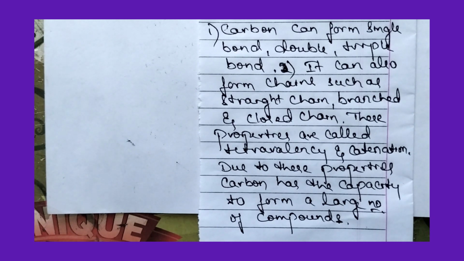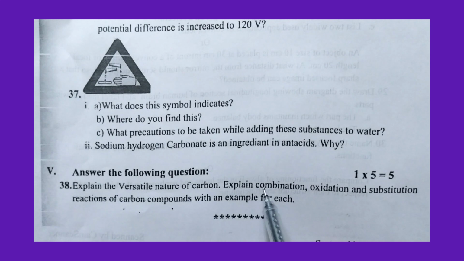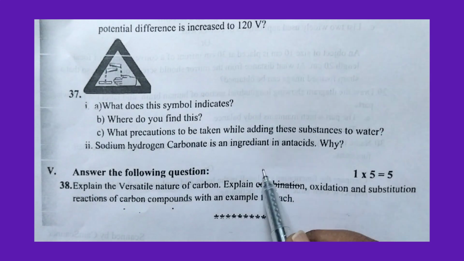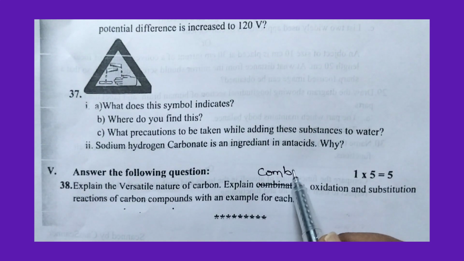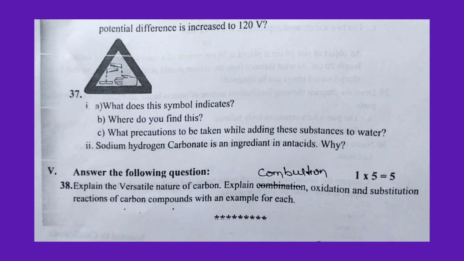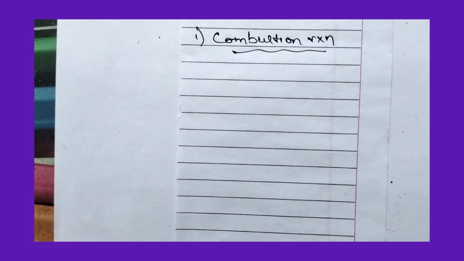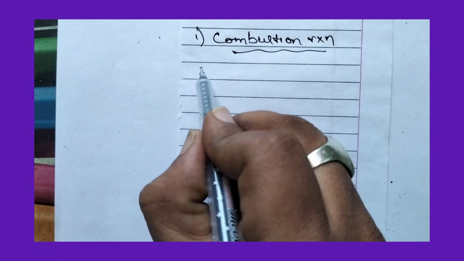Now let us explain the reactions, combustion, oxidation and substitution reaction. Let us explain one by one. In the question paper they have given, explain, it is not combination, it is combustion. Explain combustion, oxidation and substitution reaction of carbon compounds with an example for each. So now let us take the first one, that is called combustion reaction. So what is combustion reaction?